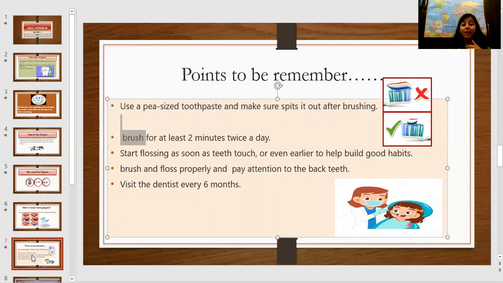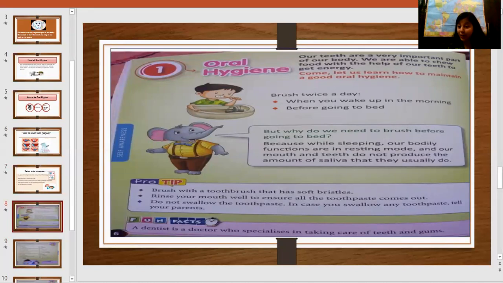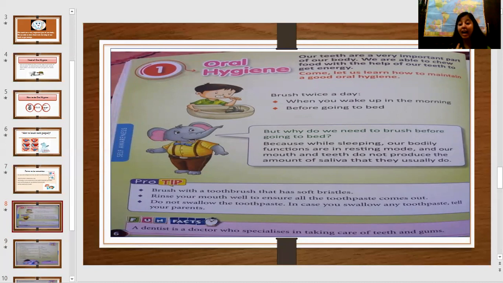Okay, so next is, as you can see this chapter in your book, let's revise. What is oral hygiene? As you know, oral hygiene is a process to keep your teeth healthy and free of diseases, because teeth are a very important part of our body.